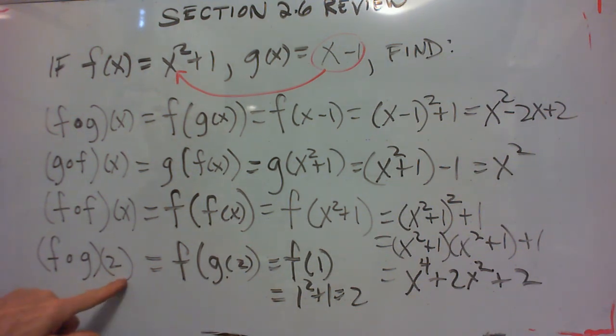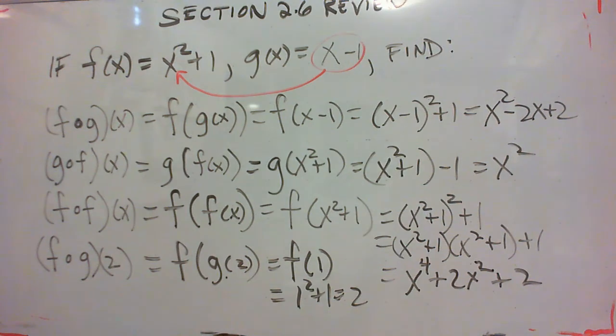And if we had plugged 2 into the first result we had, we would have gotten 4 minus 4 plus 2, which is 2. Same answer.